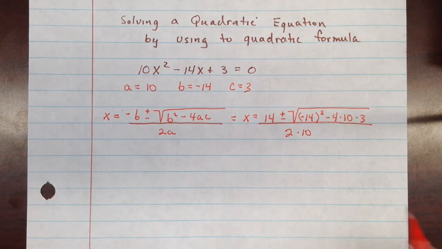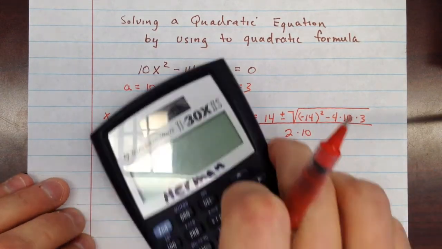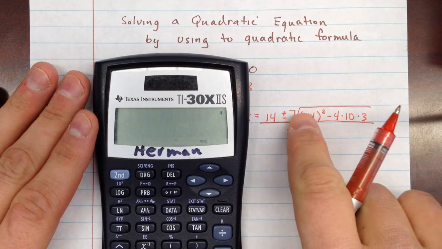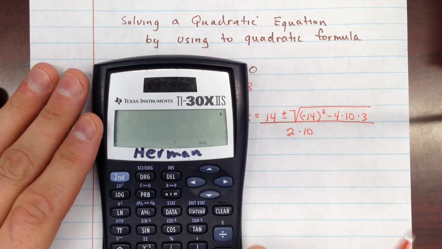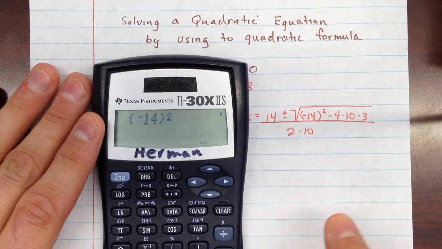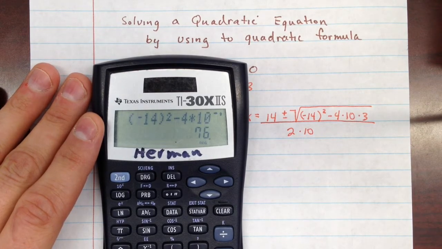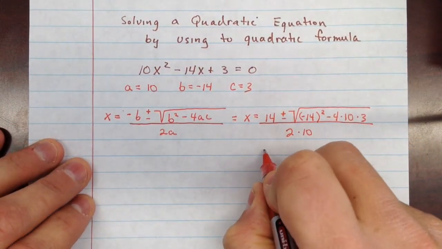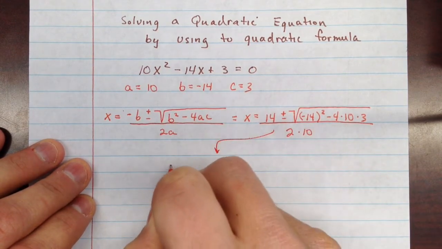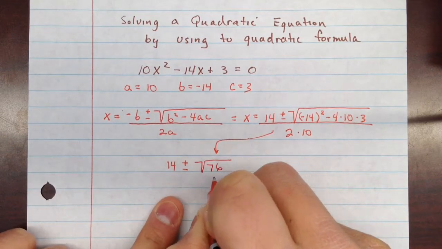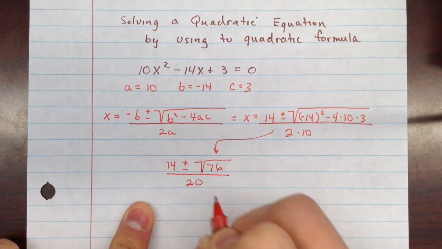Now what we always do is we figure out what the discriminant equals first. So go ahead and type that into a calculator, and I'll do it with you here so we can see how that works out. I will put the whole thing straight in without the radical symbol for now. So put it in as parenthesis, negative 14, parenthesis, x squared, and then minus 4 times 10 times 3. Just like that. That gives us 76. So that means that we now have 14 plus or minus the square root of 76 over 20.